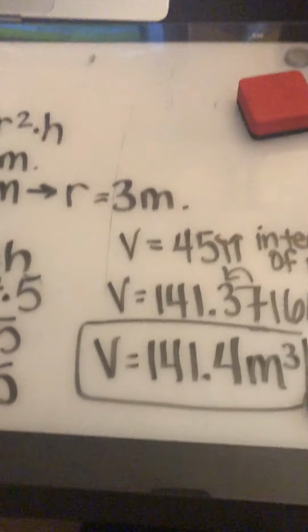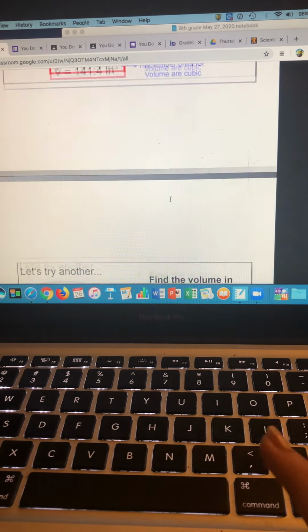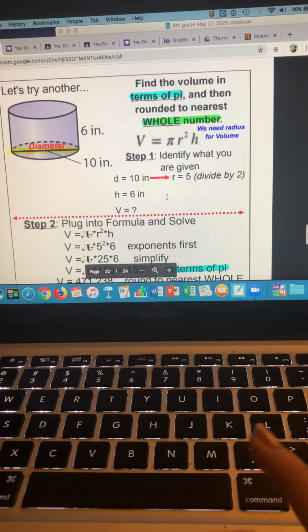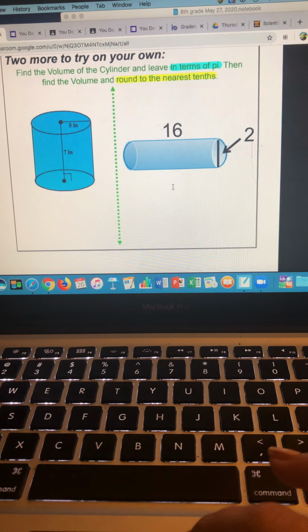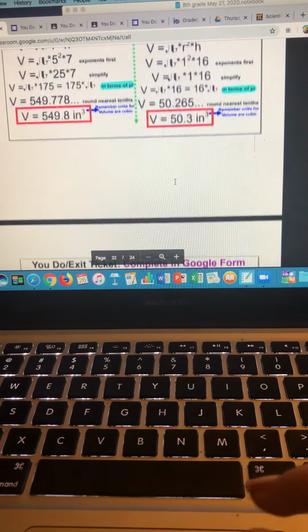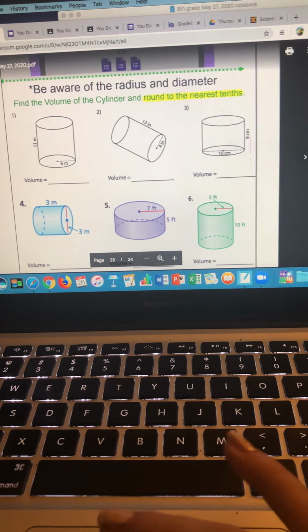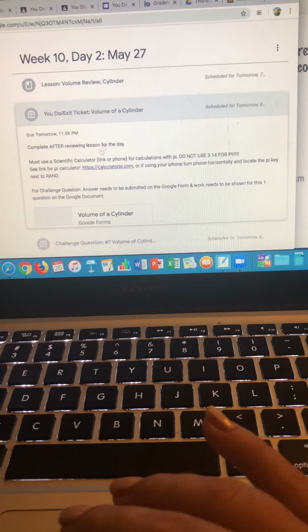Okay, so quick review of how to find your volume of the cylinder. There is another problem for you to practice given the diameter as well. Okay, and then there's 2, I think, additional problems for you to try again. Yeah, 2 to try on your own, rounding to the nearest tenth. Answers on the following slide, and then you have your exit ticket. So I'll X out of this to show you where that is. Okay, so here's your exit ticket.